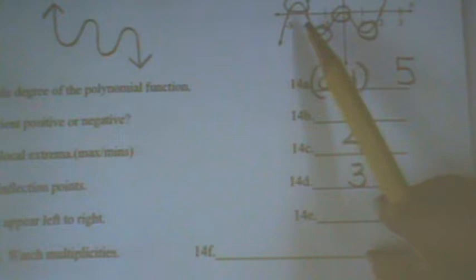What is an inflection point? It's the halfway point, where the graph changes from concave up to concave down. So it's always in between a max and a min. So there's 1, and there's 1, there's 3.